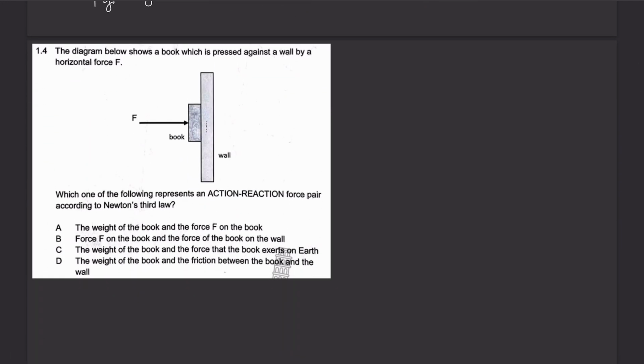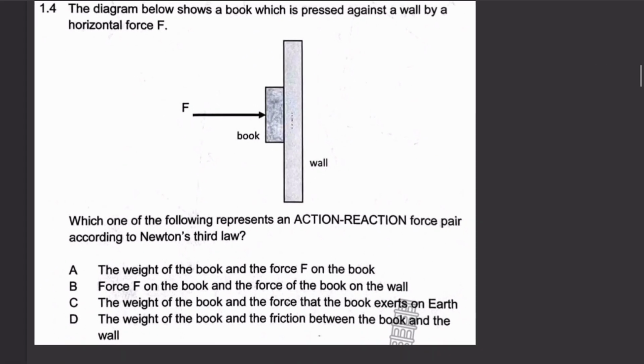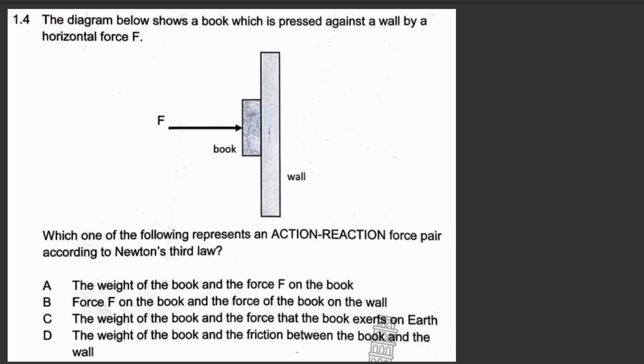Question 1.4. The diagram below shows a book which is pressed against a wall by a horizontal force F. Which one of the following represents an action-reaction force pair according to Newton's third law? So let's look at the options here. We have option A, the weight of the book and the force F on the book. The weight of the book is acting downward, so that's Fg. They're not action-reaction pairs. They're not in the same direction and not the same magnitude. So that's not going to be our answer.